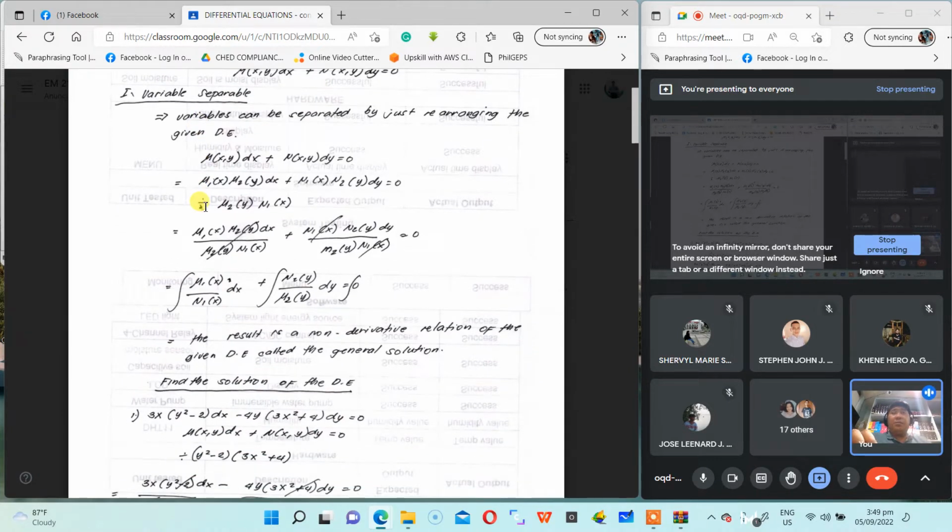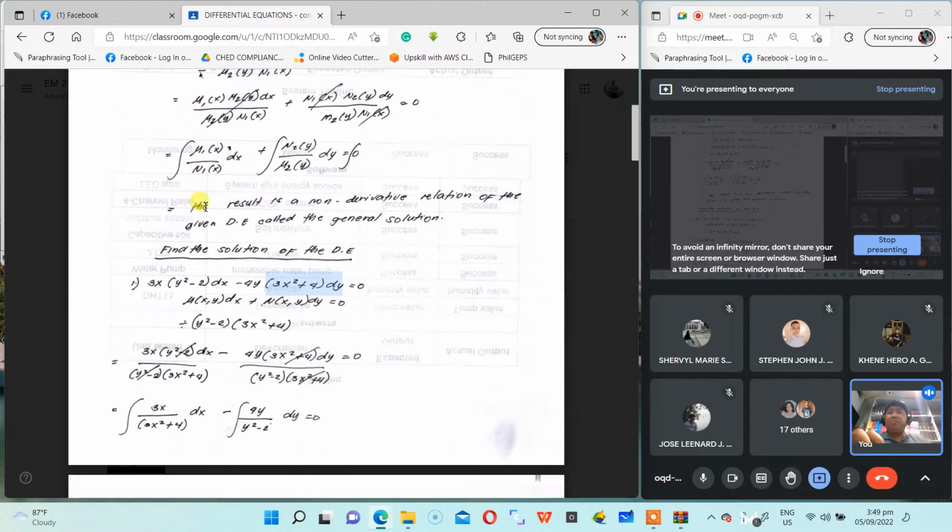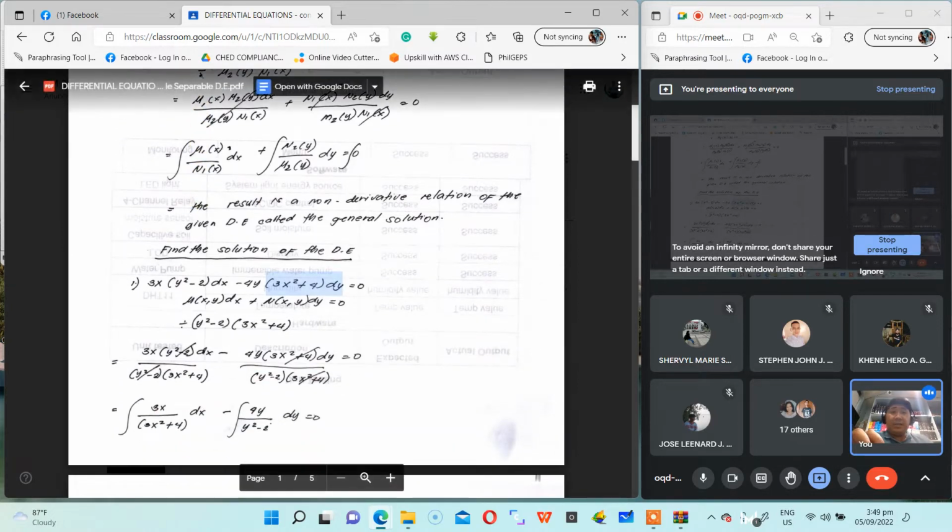Some of you maybe have a hard time understanding this because of the letters and symbols. The result of it is a non-derivative relation of the given differential equation, called the general solution. So let's try example number one. Let me open my whiteboard.